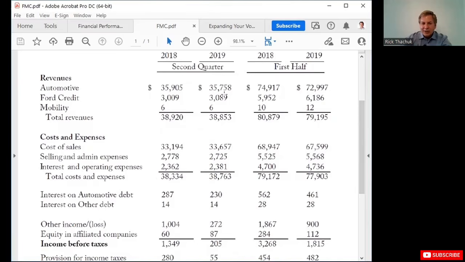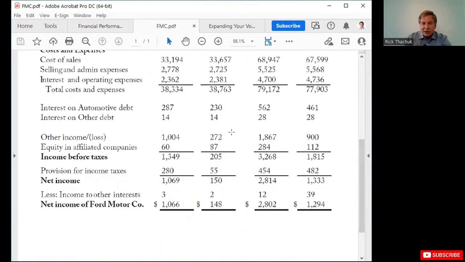I don't need to look at these individual components of total revenues because I'm focusing just on the aggregate value. Same with the cost of sales. I'm just focusing on the aggregate value. Let's look at the other components and see if any of them significantly contributed to performance. Well, interest on automotive debt went from this value to this value. That's fairly small. I don't think that had much of an impact on overall performance. Interest on other debt was unchanged, so by definition, there is no impact there.